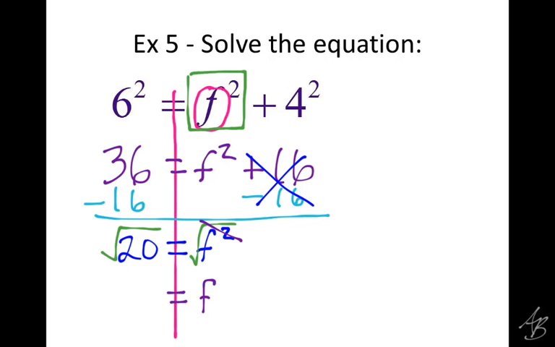On the left side, is 20 a perfect square? No. So what do you think we're going to have to do there? Simplify it. How do we simplify a square root? You guys remember how to simplify a square root? We have the square root of 20. What do we do first? Factor tree. Rewrite it.